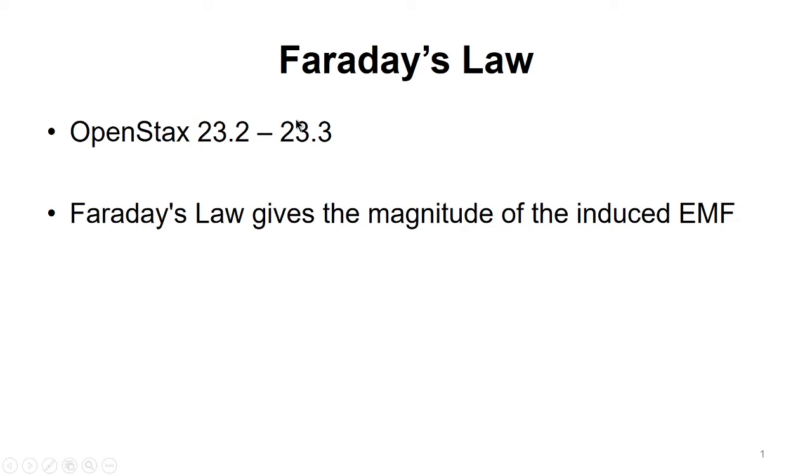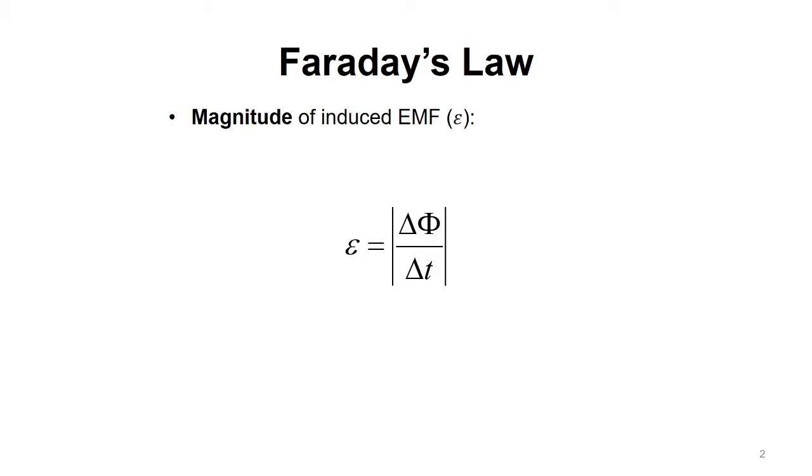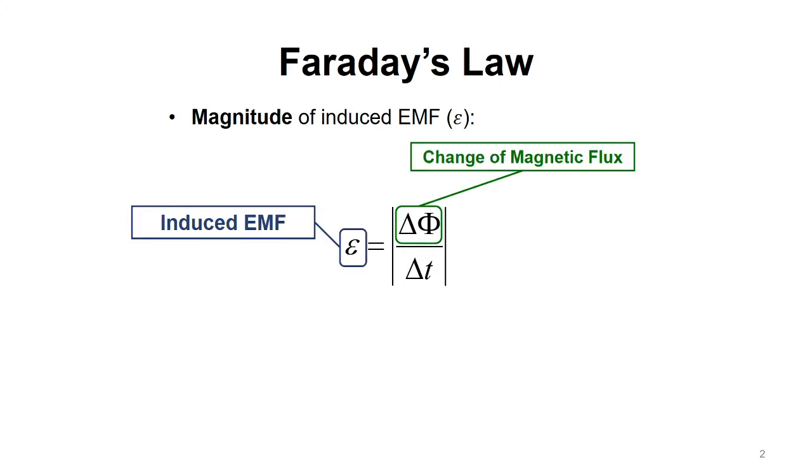Okay, now let's look at Faraday's law. So we looked at induced current and induced EMF. Let's try to calculate the magnitude using Faraday's law. This is Faraday's law in short: the magnitude of the induced EMF is delta phi divided by delta t. E is the induced EMF, like the voltage you induce in the moving conductor or in any conductor. Delta phi is the change in magnetic flux, and delta t is the time taken.